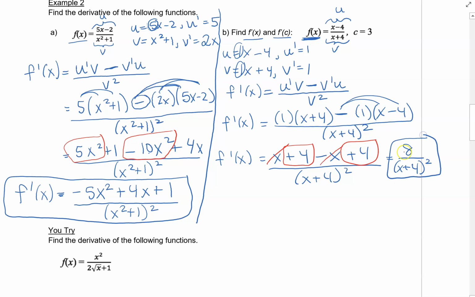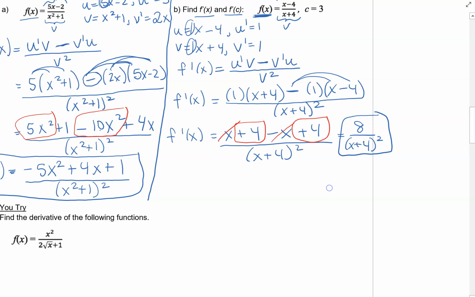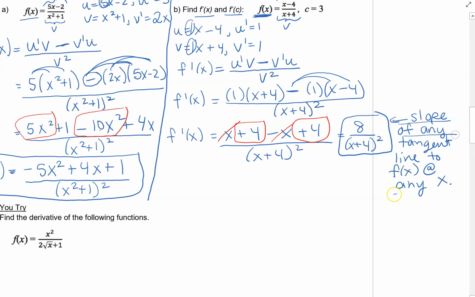So that is my derivative as a function of x. So this would give me the slope of any tangent line. The slope of any tangent line to f of x at any x. Right? That's kind of what f prime of x is. It's the slope of any line at any x.